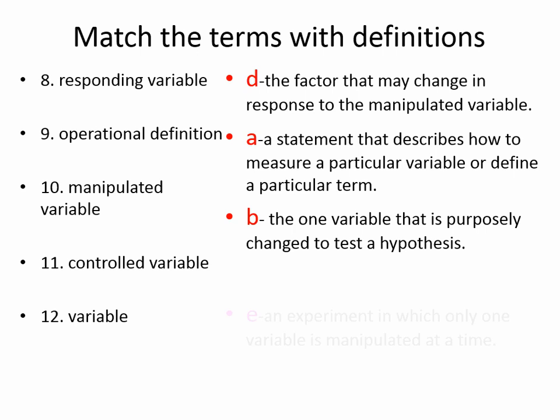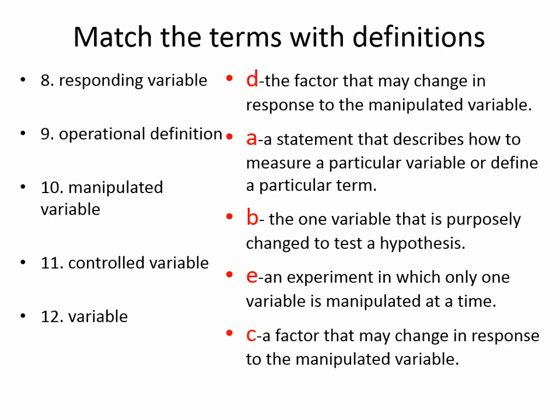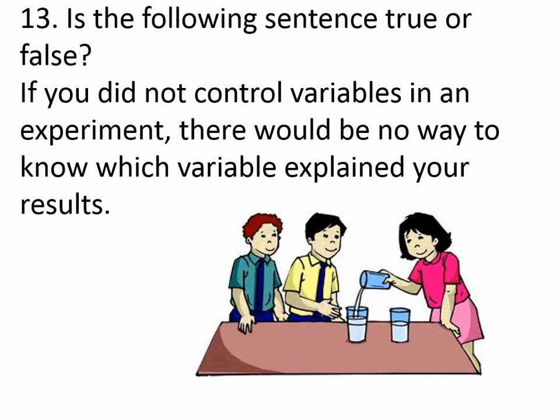Number 11, control variable, is E, an experiment in which only one variable is manipulated at a time. And number 12, variable, is C, a factor that may change in response to the manipulated variable. 13, is the following sentence true or false? If you do not control variables in an experiment, there would be no way to know which variable explains your results. That is very much true.